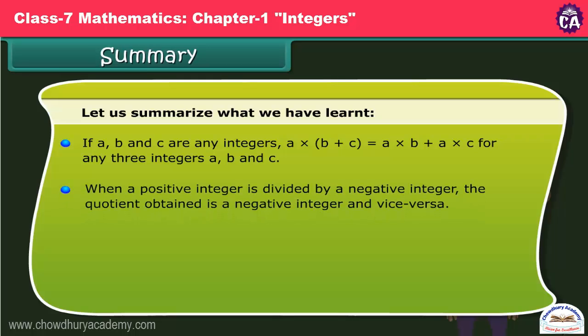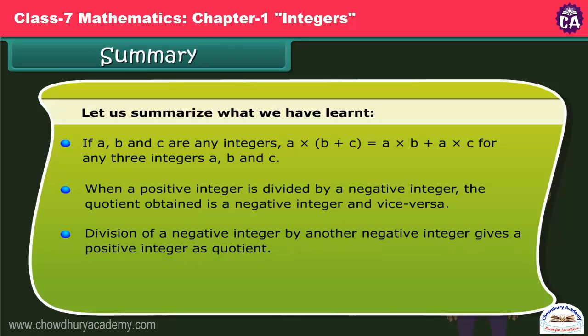When a positive integer is divided by a negative integer, the quotient obtained is a negative integer and vice versa. Division of a negative integer by another negative integer gives a positive integer as quotient. For any integer a, a divided by 0 is not defined, and a divided by 1 is equal to a.